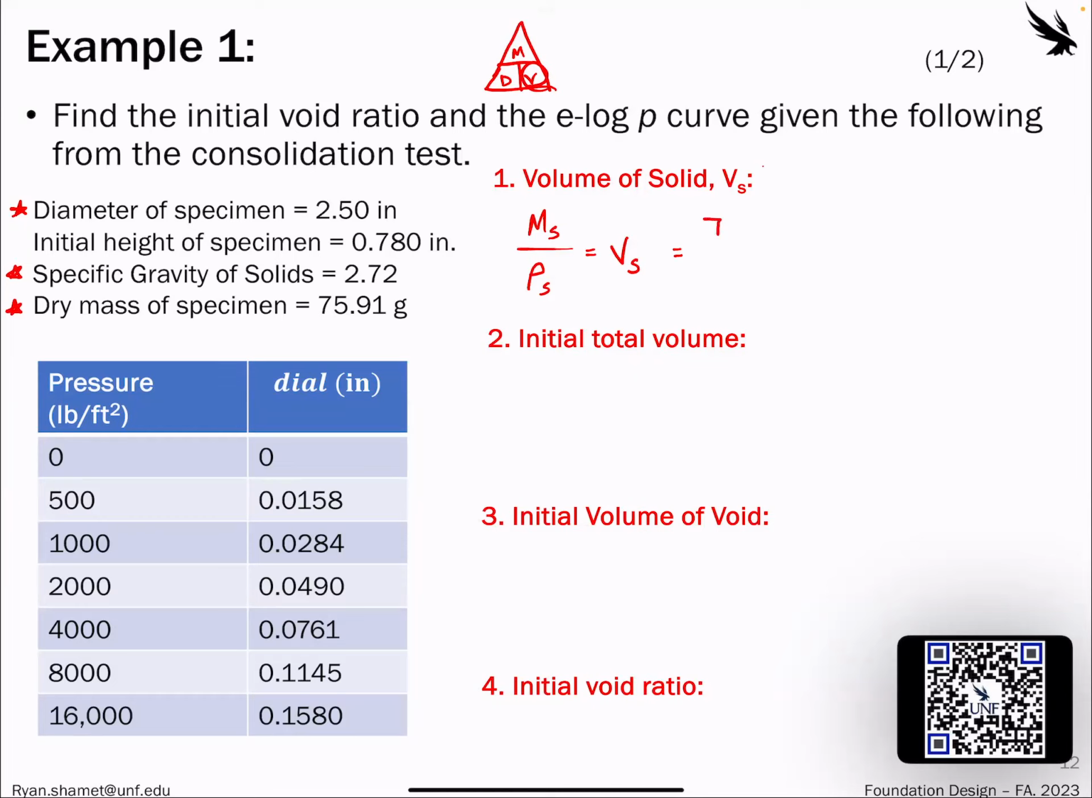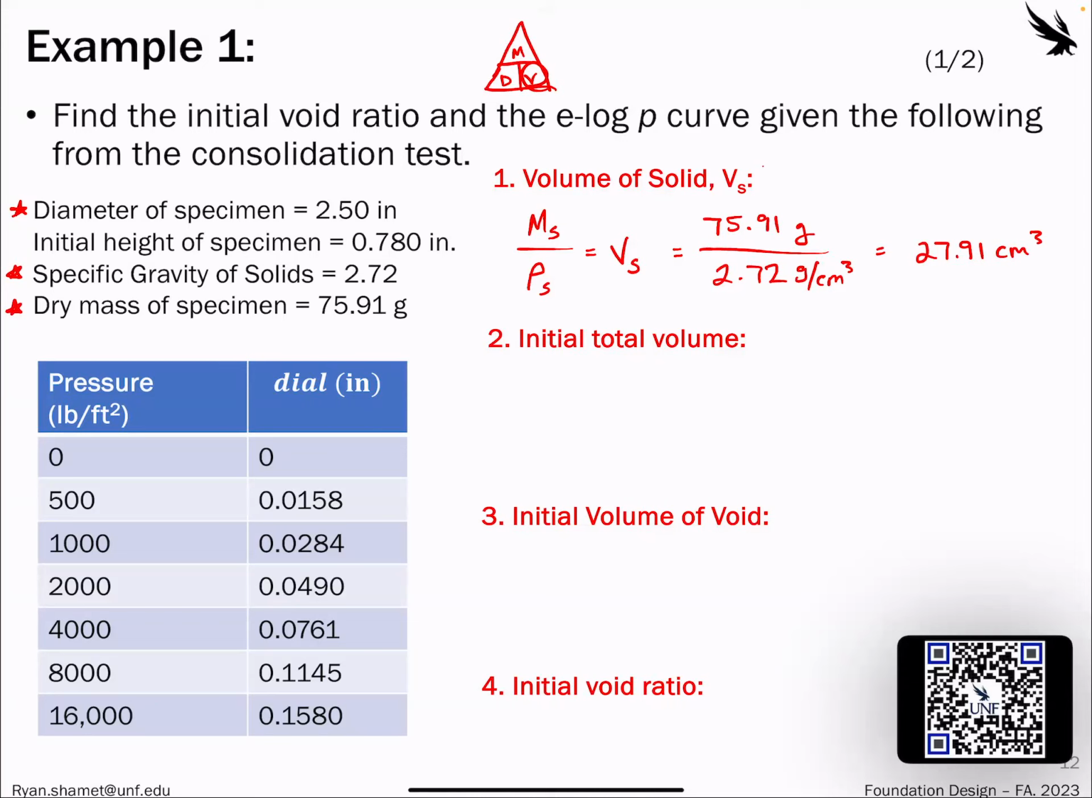So we'll plug stuff in here. We have our mass of solid in grams here, and then of course our specific gravity times the density of water, meaning that the density of our solids is 2.72 grams per cubic centimeter. This means our volume of solid is going to equal 27.91 cubic centimeters. So this is just the solid portion of our clay sample.